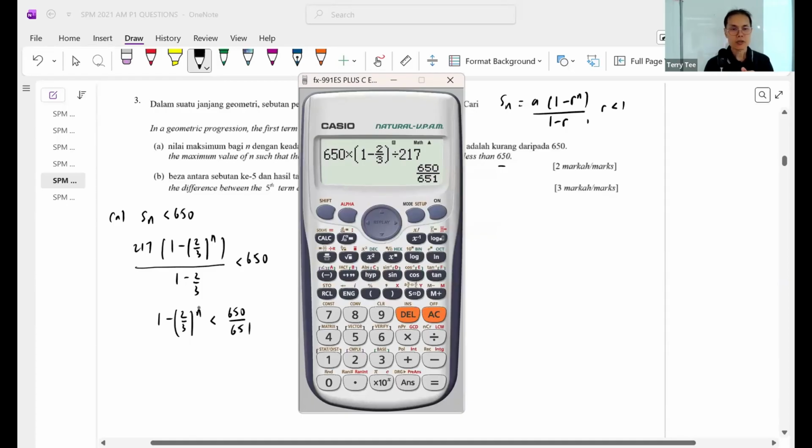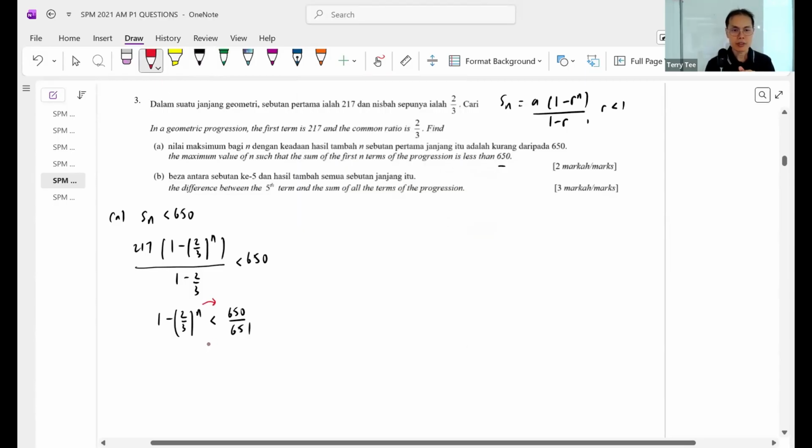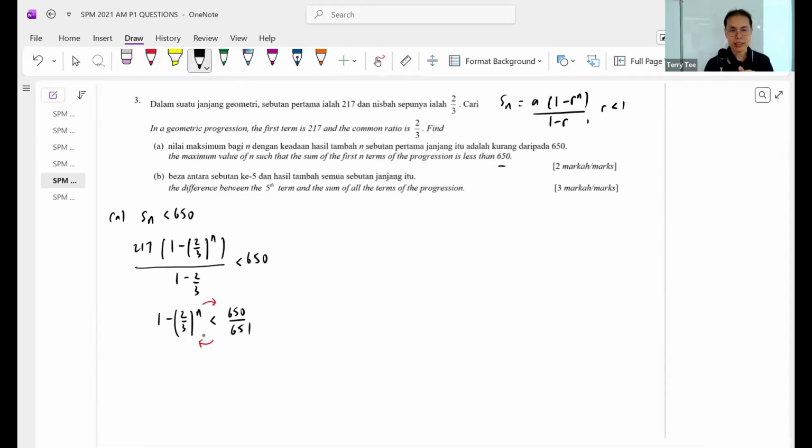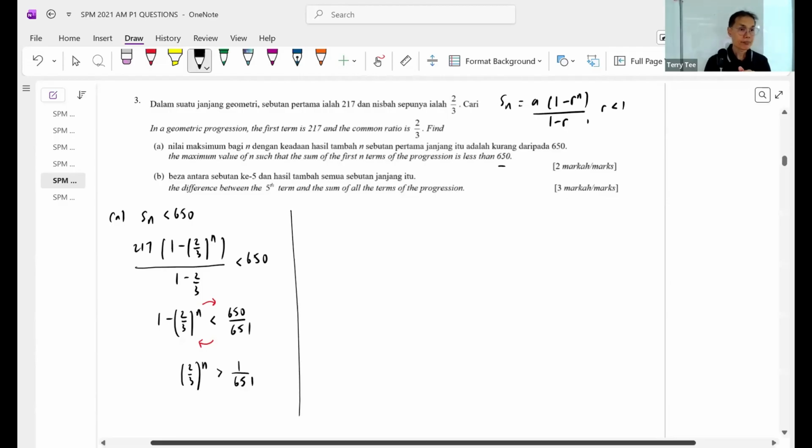Right, next, I'm going to switch this over. When I bring this over to the right, I bring this over to the left. So this would be 250, 2 over 3. Okay, I will rewrite this as 2 over 3 power n is going to be greater than 1 minus this, which is 1 over 651. Am I right?